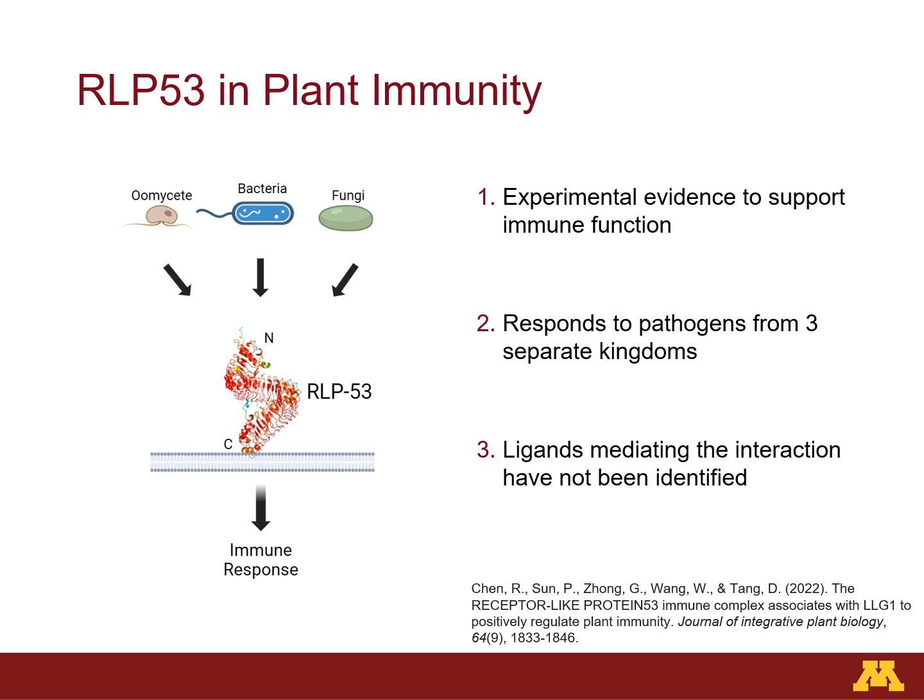RLP53 is a receptor-like protein from the land plant Arabidopsis thaliana and has been implicated in conferring increased resistance to various species of fungi, bacteria, and oomycetes. However, the exact mechanism and ligands involved in RLP53-dependent immunity remain unknown.